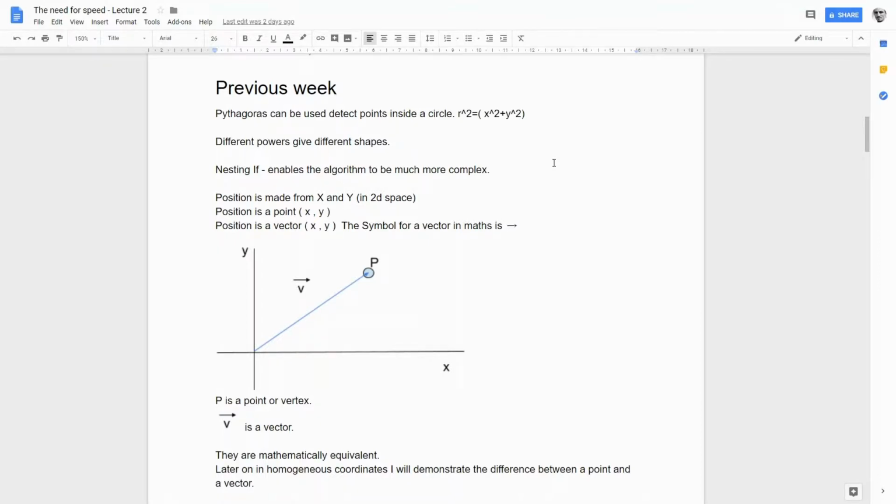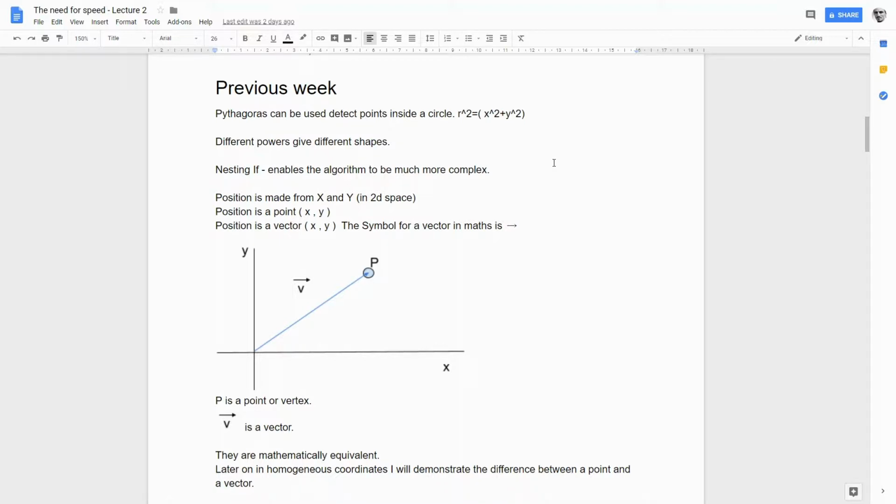Last week we looked at Pythagoras and how it can be used to detect whether or not points are inside a circle. So we had a review of what Pythagoras was, which is basically r to the power of 2 is equal to x to the power of 2 plus y to the power of 2. We also looked at what happened if you use different powers, which gives you different shapes. So we understand that in order to detect points inside a circle or points inside a particular shape, we can use the Pythagoras theorem.